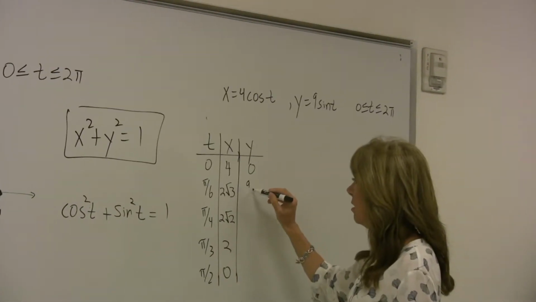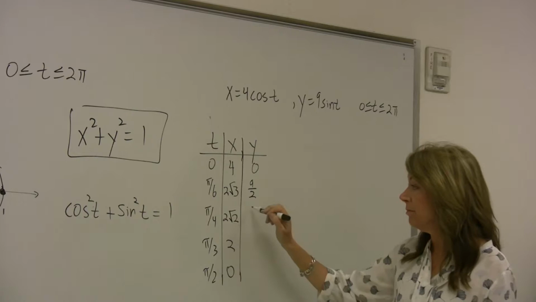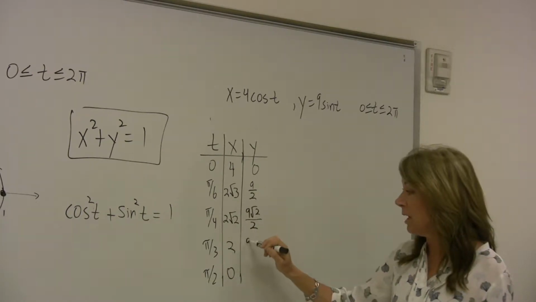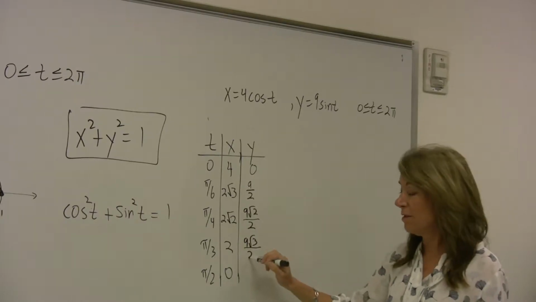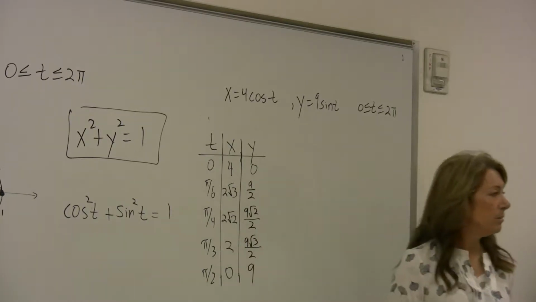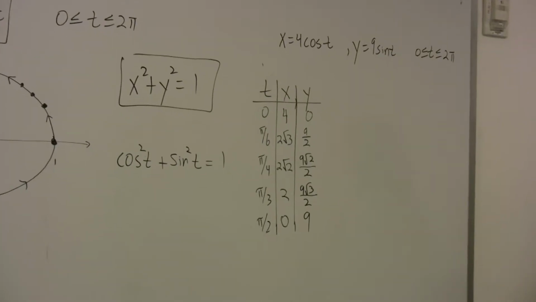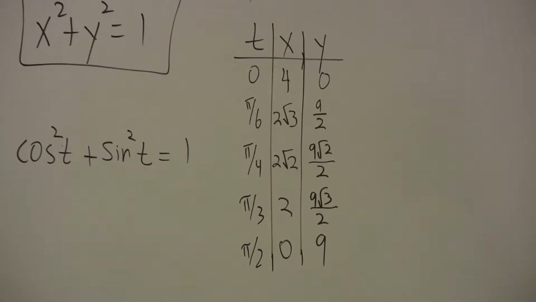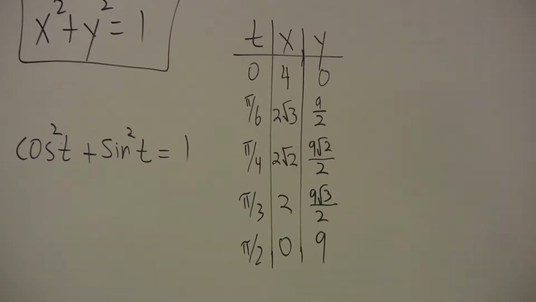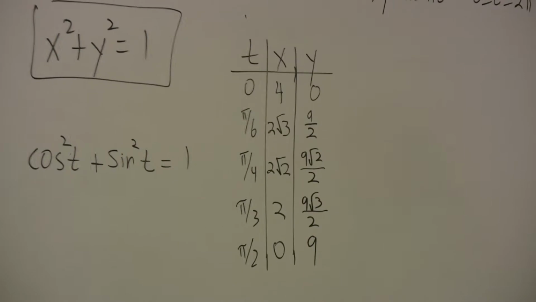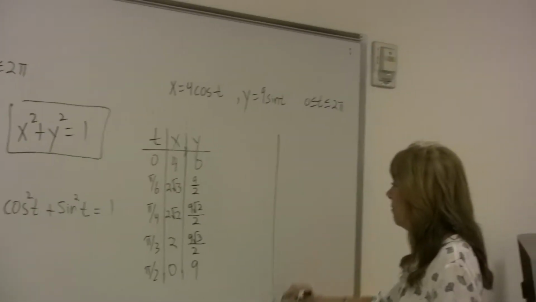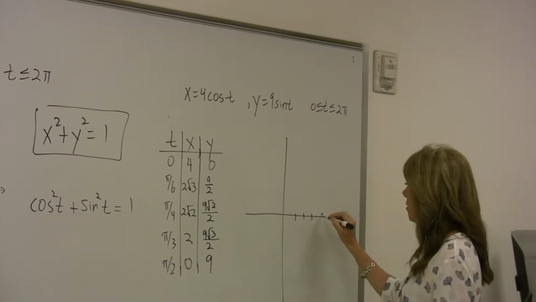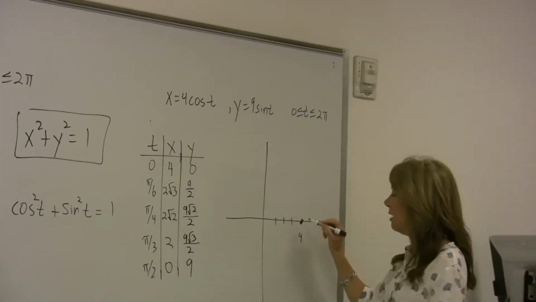0, 9 over 2, 9 root 2 over 2. I'm going to need someone with a calculator to help me graph these in a minute. 9 root 3 over 2 and 9. You're totally right. So those are just multiplying all the original x's by 4 and all the y's by 9. So now I'm going to try to draw this. I'm starting at the point 4, 0. Change my scale so I can fit it on here. I'm starting at 4, 0.